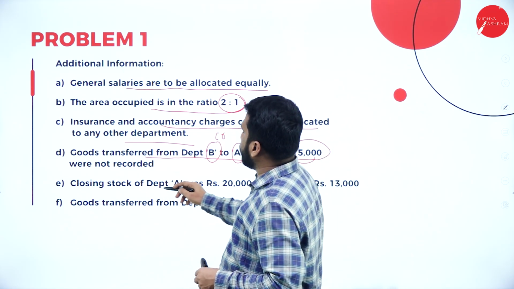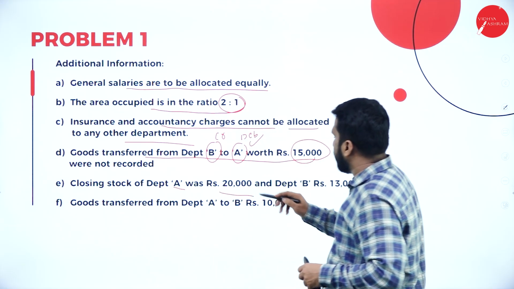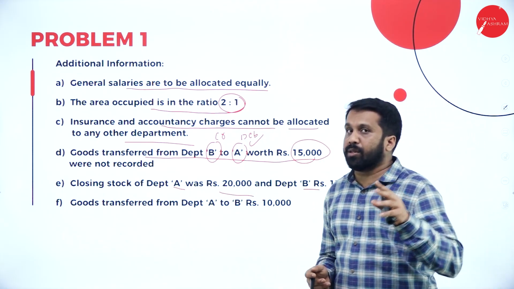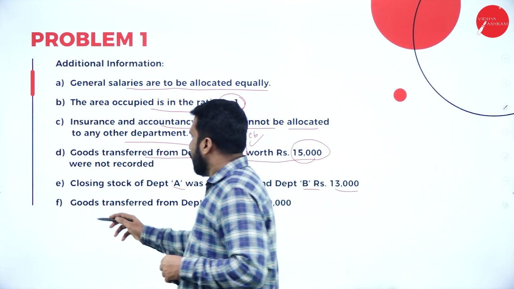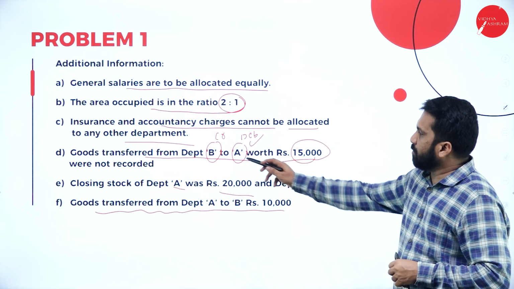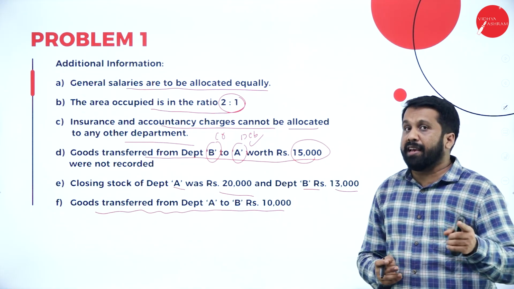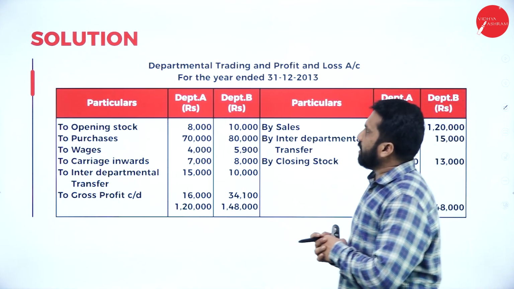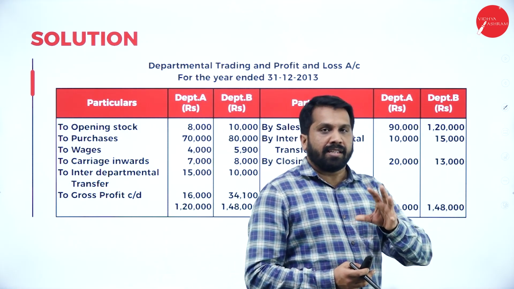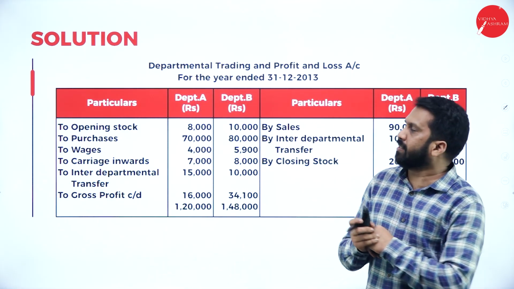Then, closing stock of department A was 20,000 and department B is rupees 13,000. These are the closing balances they have given. Goods transferred from department A to B. See, here it is B to A, but here it is A to B. So these are the departmental trading account. Whatever information is given in the question, similarly you have to categorize.